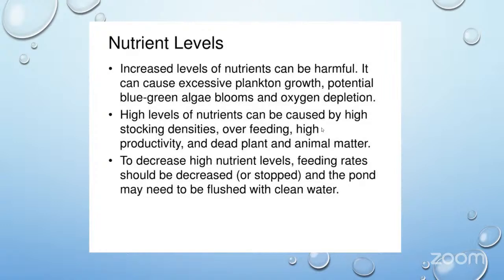Increased levels of nutrients can be harmful. It can cause excessive plankton growth, potential blue-green algae blooms, and oxygen depletion. High levels of nutrients can be caused by high stocking densities, overfeeding, high productivity, and dead plant and animal matter. To reduce high nutrient levels, the feeding rate should be decreased, and the pond may need to be flushed with clean water.